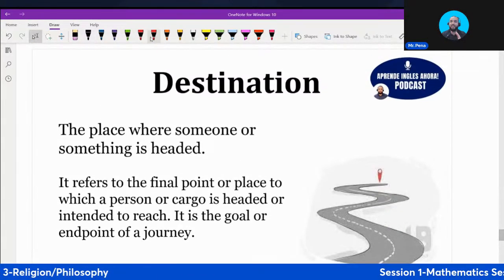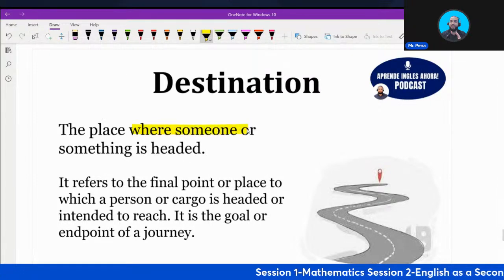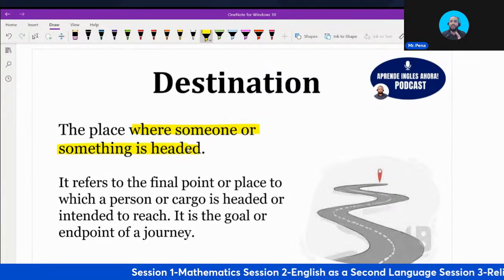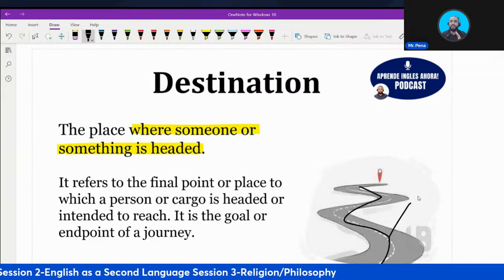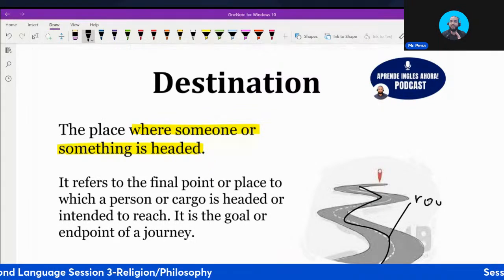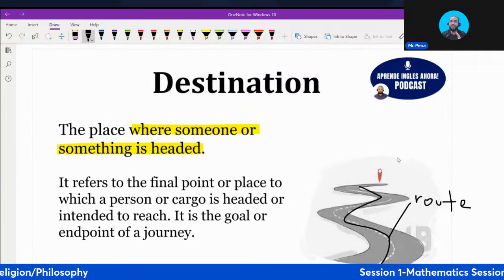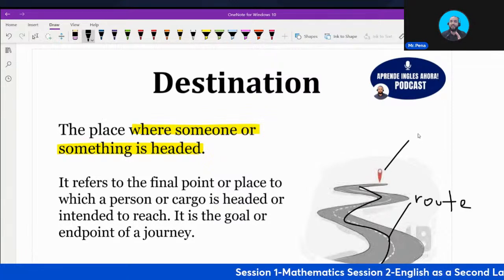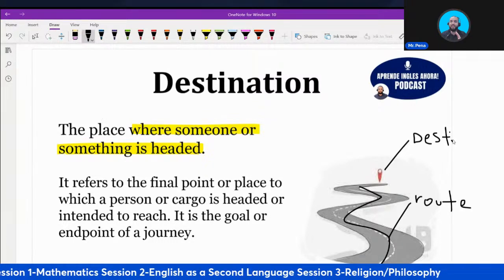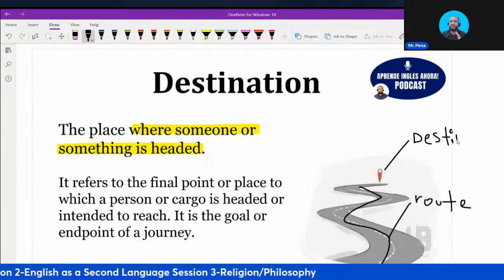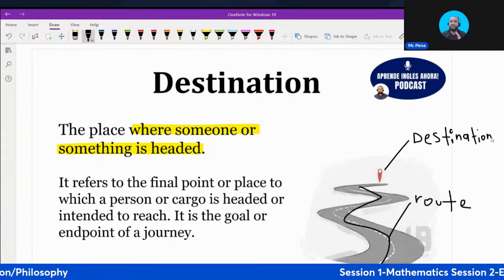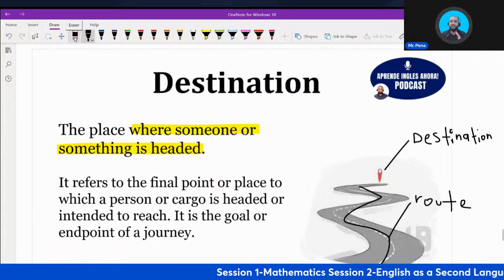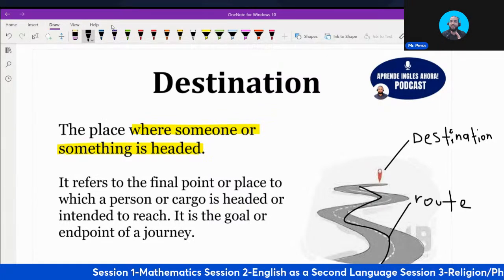Remember the word destination? Where someone or something is headed. That is your destination. Remember, this was the word route. The manner in which you are going to somewhere. Where you end up is called the destination. So there is a difference between route and destination. Where you end up is the destination.